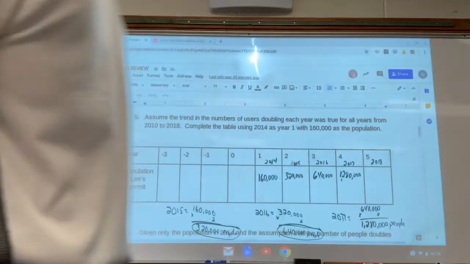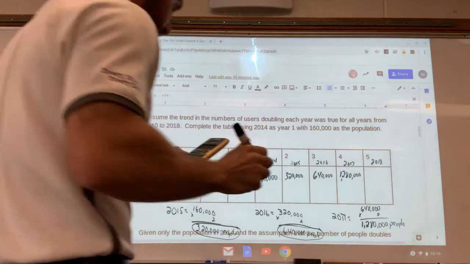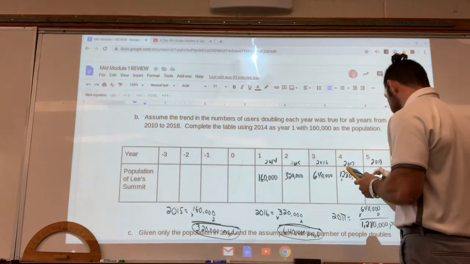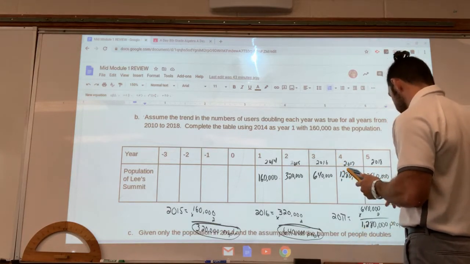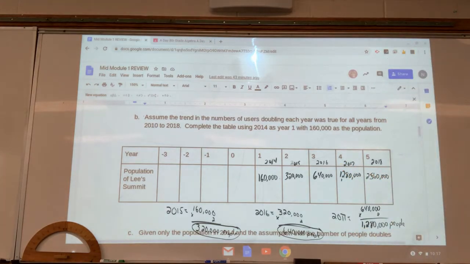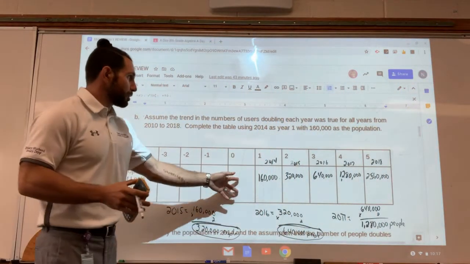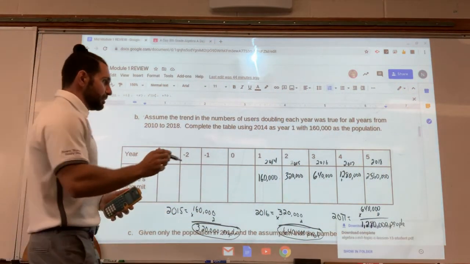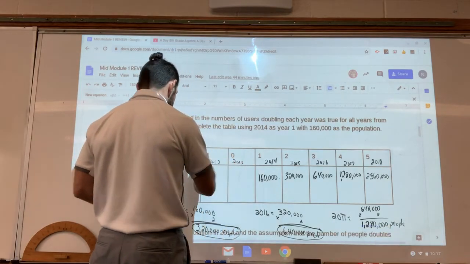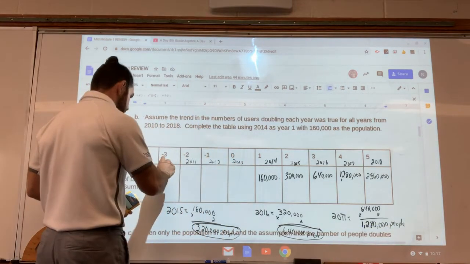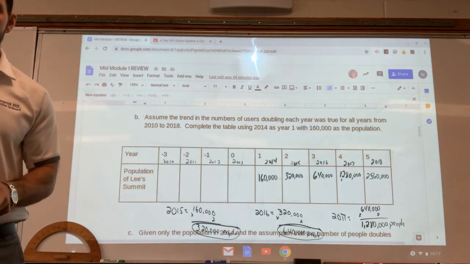Okay, so now I got to get my calculator again, and I'm going to keep it at 1,280,000 times 2, and that gives me 2,560,000. Okay, so now here's the question. We're also trying to go back to 2010. So this is 2013, 2012, 2011, 2010. Well, how are we going backwards?